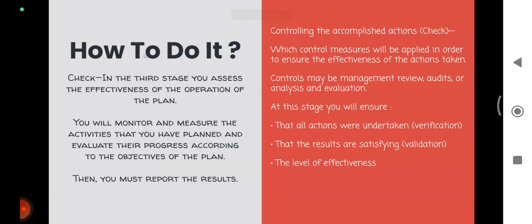So this is now the third stage where you have to assess the effectiveness of the operations of the plan. What you're trying to do here is determine which control measures are going to be applied in order to ensure the effectiveness of the actions taken. These controls can include management review, internal audits, or analysis or evaluation. What you're trying to do here is verification and validation, so that you can determine the base level of the level of effectiveness. So this is now how you do it here.